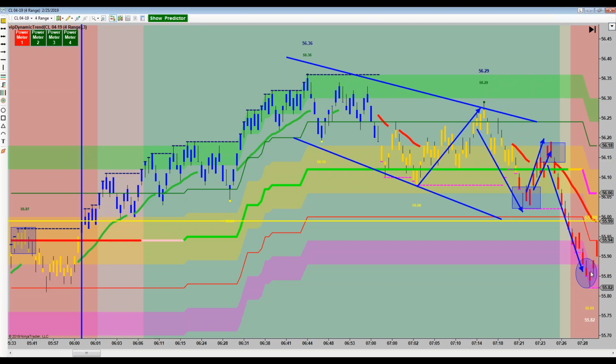Just remember this. Here's the simplest way to remember it. And if you can do this, it's going to save you a ton of money on stop outs. It's going to help you see trades a lot better.